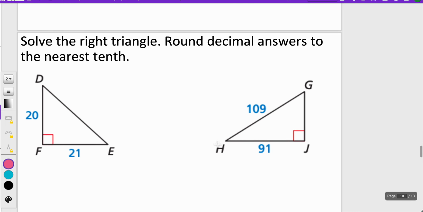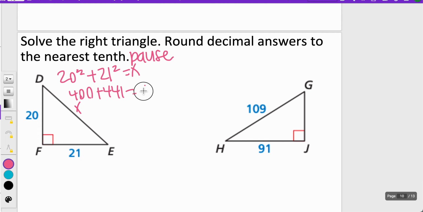Next up, solving these right triangles, rounding your decimals to the nearest tenth. So let's go ahead and try these on your own. If you feel confident enough, go ahead and pause here. Otherwise, you can keep working with me. We're going to take 20 squared plus 21 squared, and that's going to give us our x, which is dE. So 400 plus 441 is equal to x squared, or 841 is equal to x squared. And then I just take the square root of 841, which is 29. So x equals 29.